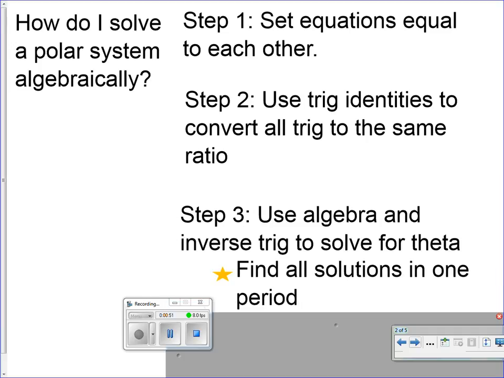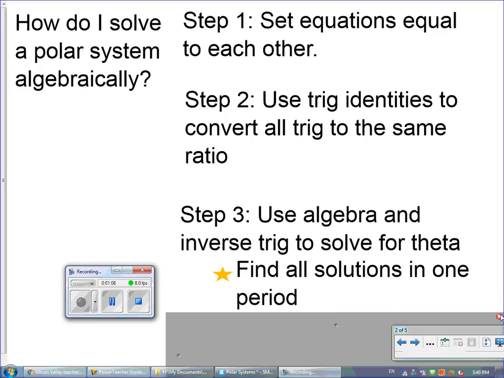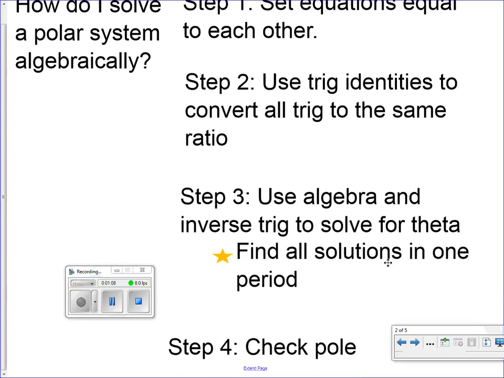And then you're going to use any algebra skills you have, any inverse trig, to solve for theta, your variable. You do need to be alert that you're finding all your solutions in one period, and I'm going to show you an example of that. And then the last thing is you want to check the pole, because sometimes when you do this, the pole does not show up as a solution. So we're going to do two examples together.